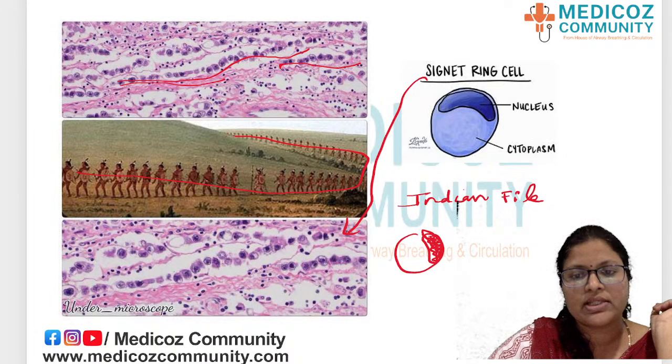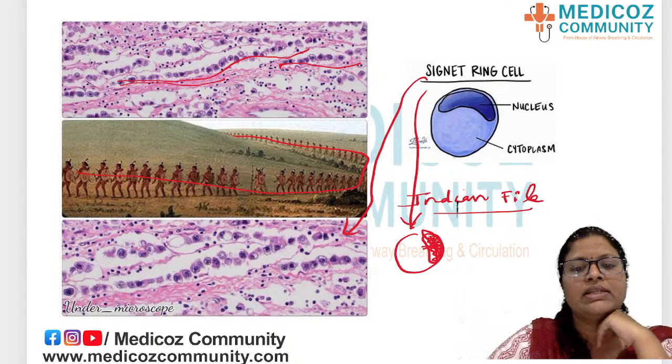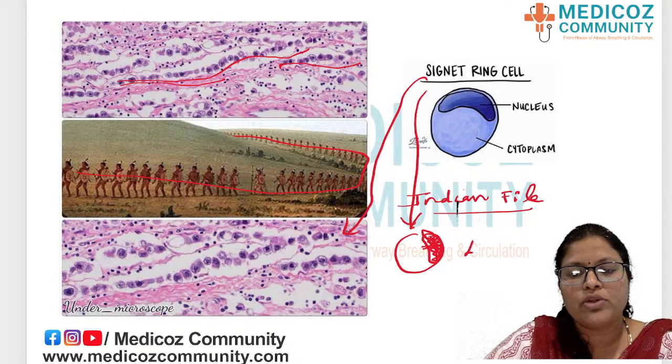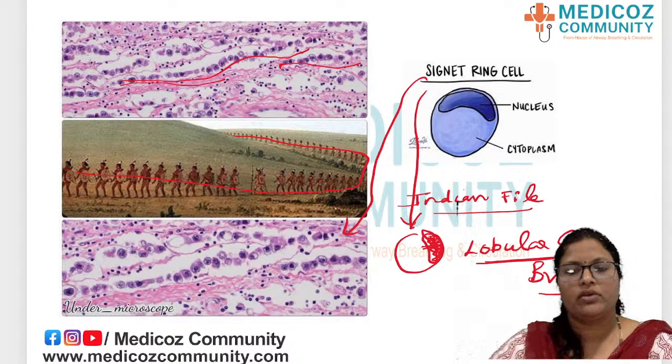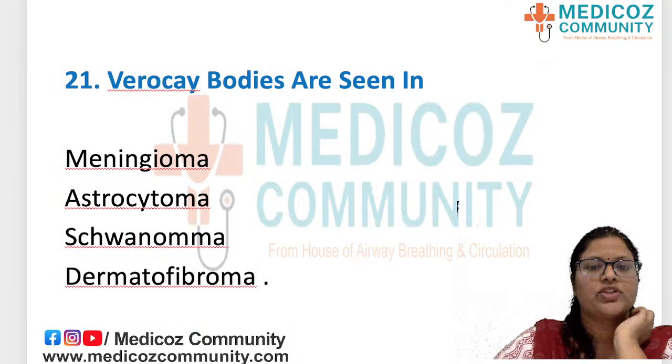So here you're seeing signet ring cell. So this is Indian file pattern, signet ring cells. All these things are seen in lobular carcinoma breast. Let's move on to the next question.